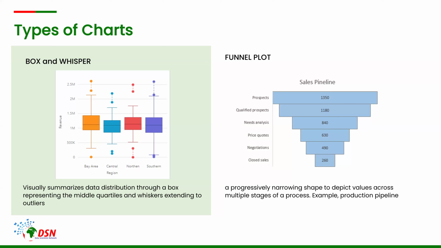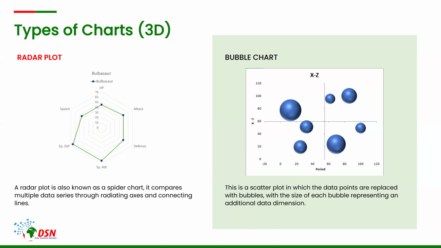Then we say needs analysis. We look for people that really need the products that we are offering. We realize that even some of the people that we considered qualified don't need it, so that gives us another rectangle under it. Then we have the price quote. When we tell them the price of our product, some people leave again, and we have a smaller rectangle. We have negotiation and then closed sales. It is very easy for us in Excel to do all these kinds of plots just by clicking. Okay, we have one more. We have radar and we have bubble charts.